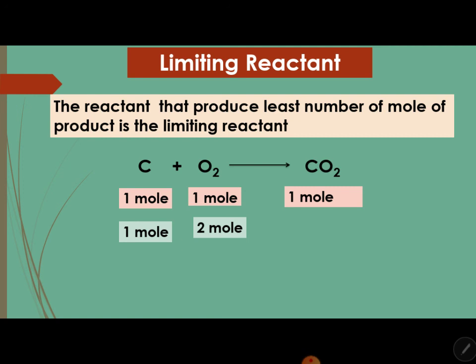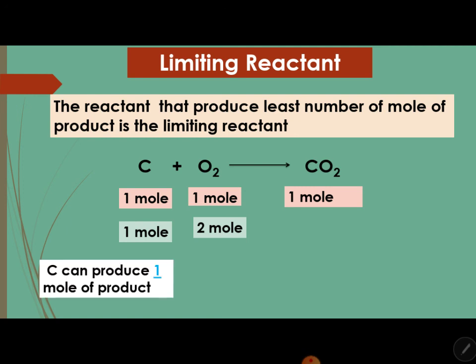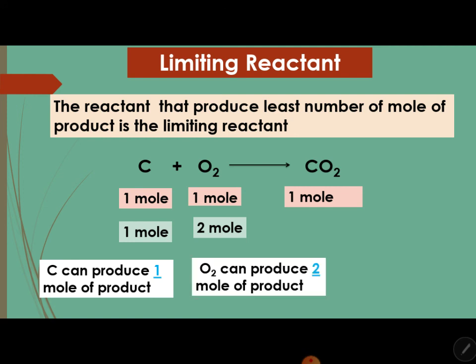Now as the ratio of the reactant to the product is 1:1, you can easily calculate that 1 mole of carbon can produce 1 mole of the product, whereas 2 moles of oxygen can produce 2 moles of the product. As carbon is producing fewer moles of the product, we can conclude that carbon is the limiting reactant.